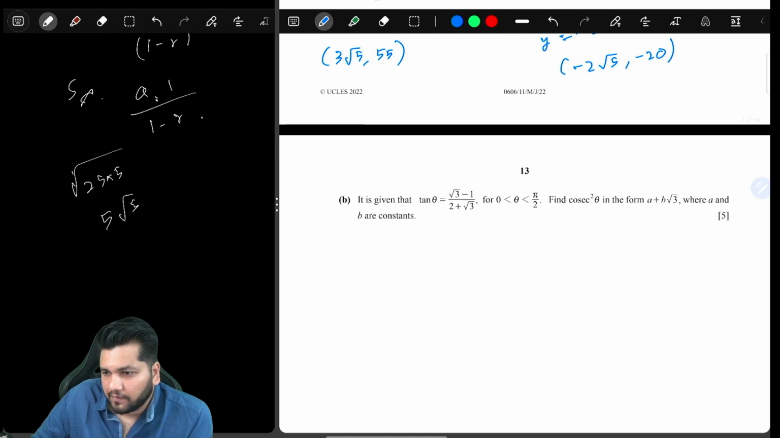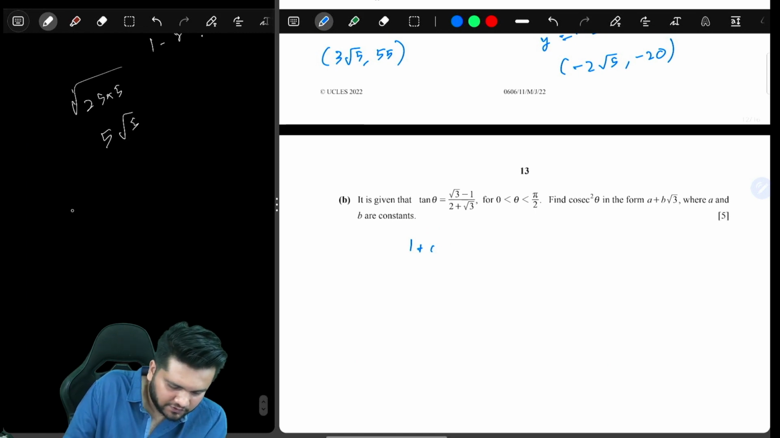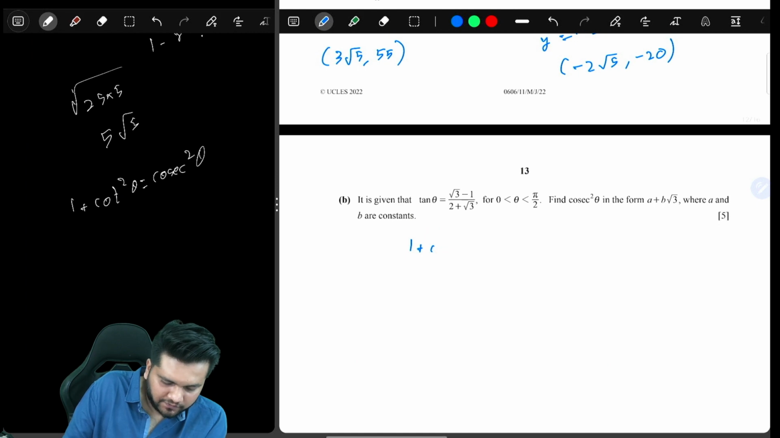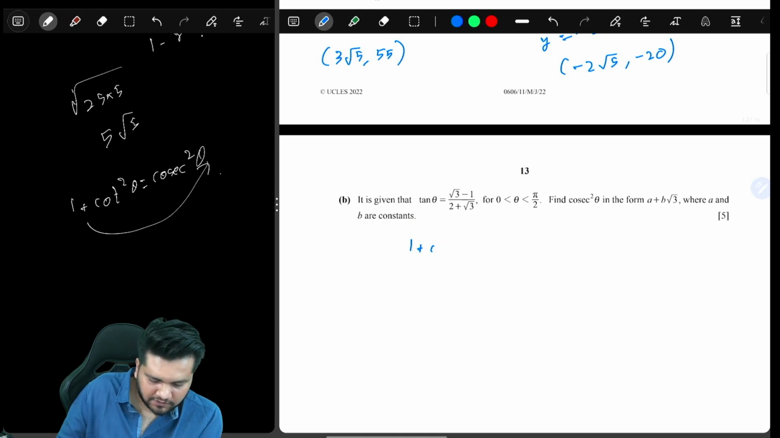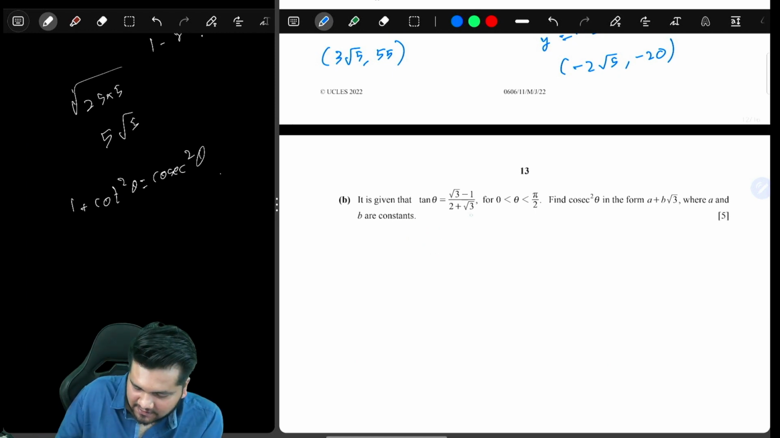So maybe what we can do, we can use cot square theta, and then since we know tan theta, we know cot theta, and we can use that. Now see, we know the identity, 1 plus cot square theta is equal to cosec square theta. So obviously cosec square theta would be 1 plus cot square theta. Now tan theta is this thing, root 3 minus 1. So cot theta would be what? Cot theta would be, just reciprocal, so 2 plus root 3 upon root 3 minus 1.